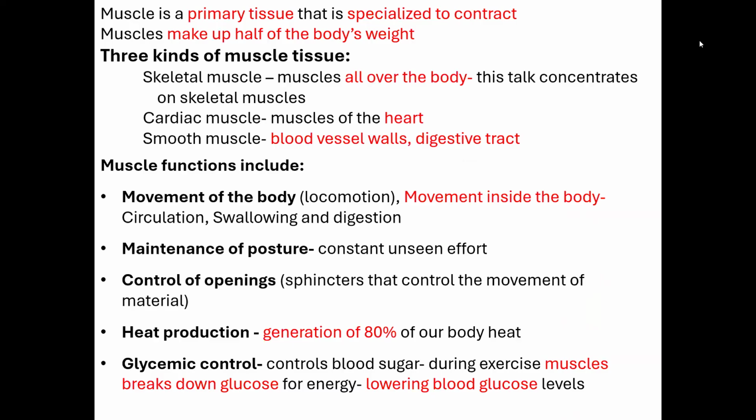What are the four primary tissues? You know it. Epithelium, connective tissue, nervous tissue, and muscular tissue. So muscular tissue is a primary tissue. And what's the function? What do muscles do? They contract, which means it causes movement in the body. So movement is what muscles do.